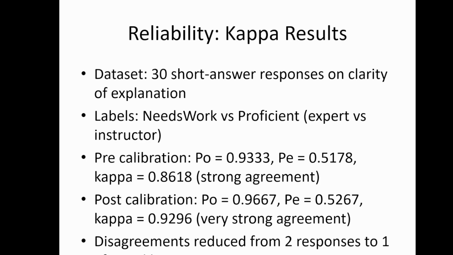Before calibration, observed agreement was about 0.93, expected agreement by chance was about 0.52, and Cohen's kappa was 0.8618, which is typically interpreted as strong agreement beyond chance. There were only two disagreement cases.